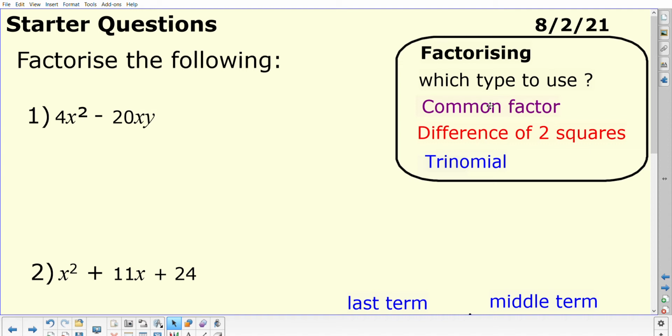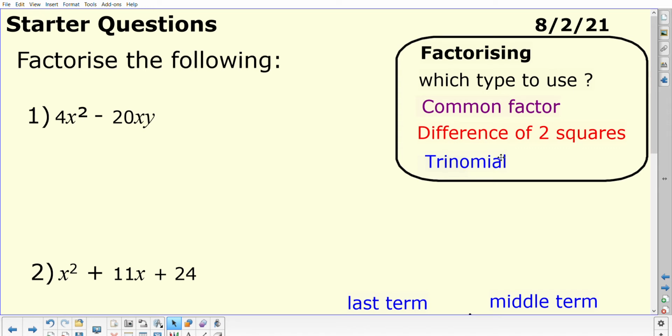So this is us revisiting it, and we're revisiting it because the next part of our quadratic functions work relies on you being able to use this skill. So a little reminder at the side here about the different types of factorising. There is the common factor, and you should always check for common factor first. The other two types, difference of two squares and trinomial, it's about recognising what those are.